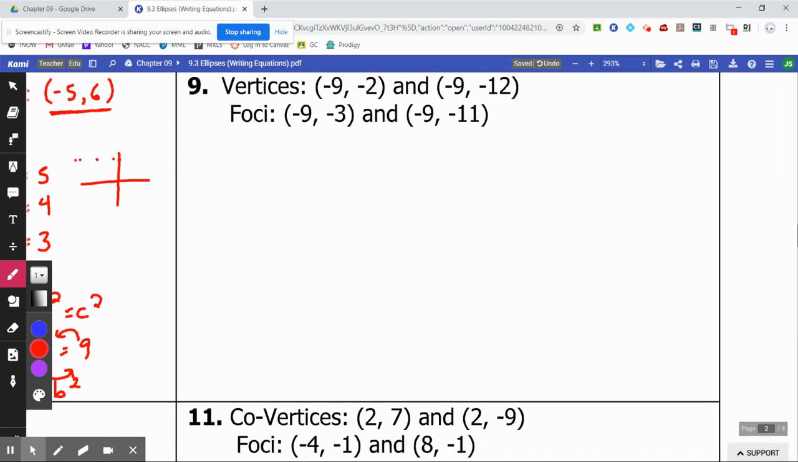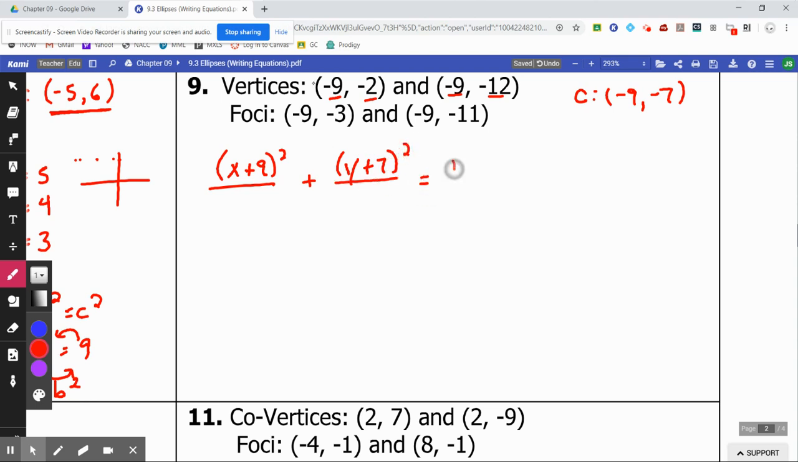Number 9, first step, find your center. Do that by adding your x's, divide by 2. Add your y's, gives you negative 14, divide by 2. So we have x plus 9 squared over something plus y plus 7 squared over something as well equals 1.